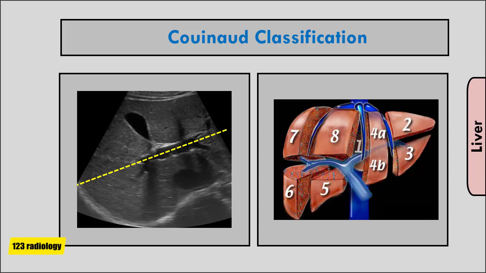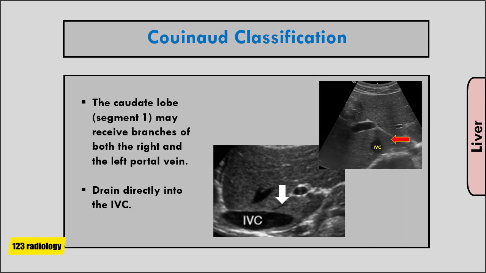The right lobe consists of segments 5 and 6, located caudal to the transverse plane, and segments 7 and 8, which are cephalic to the transverse plane. The caudate lobe, segment 1, may receive branches of both the right and the left portal vein. In contrast to the other segments, segment 1 has one or several hepatic veins that drain directly into the IVC.